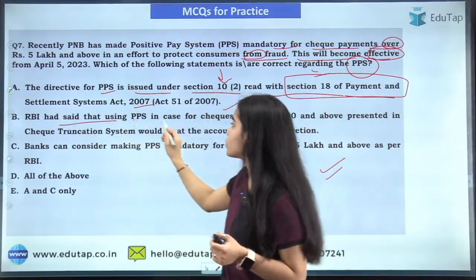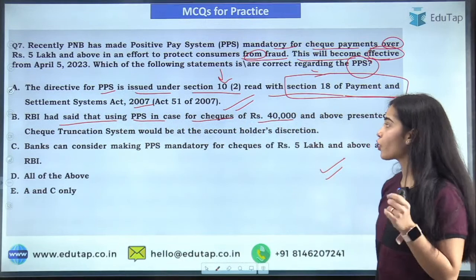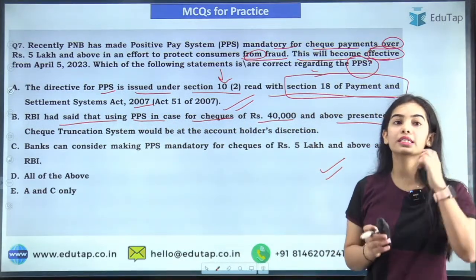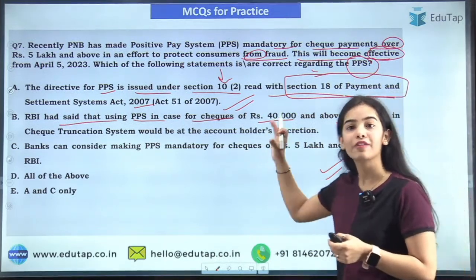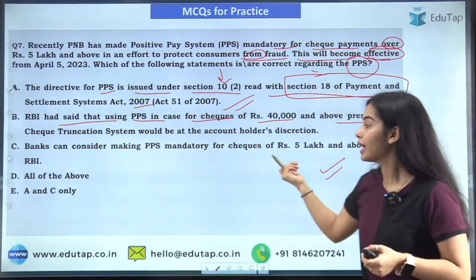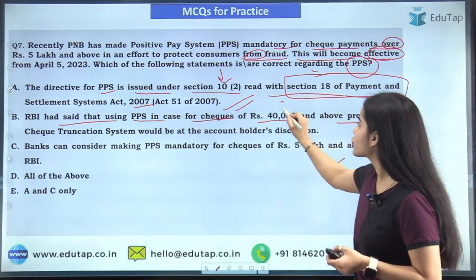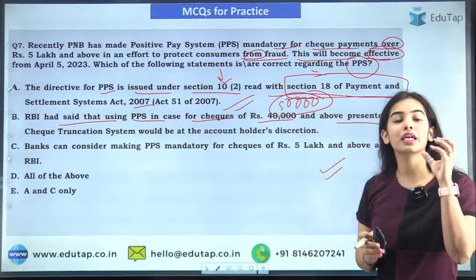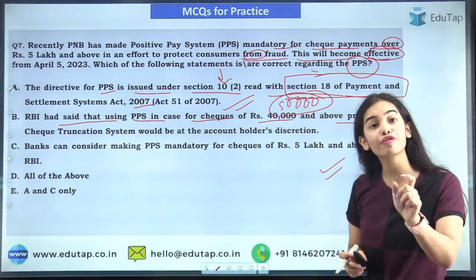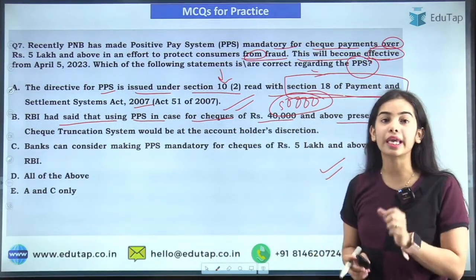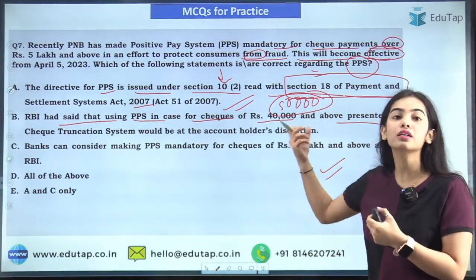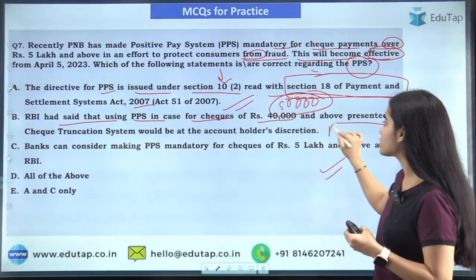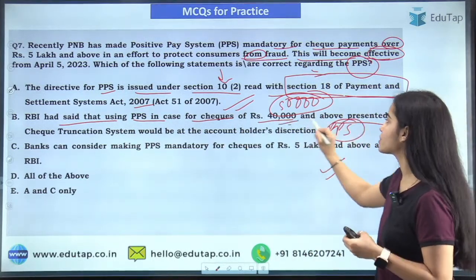RBI had said that using PPS in case of checks of rupees 40,000 and above presented in the check truncation system would be at the account holder's discretion. So if you know this very clearly, yes, I am getting the answer from Nilesh and Millie. Yes, it should be 50,000. Okay, so the RBI had said that the positive pay system will be provided only for checks of 50,000 and above. Only for those checks will the consumers have the discretion to use the positive pay system.